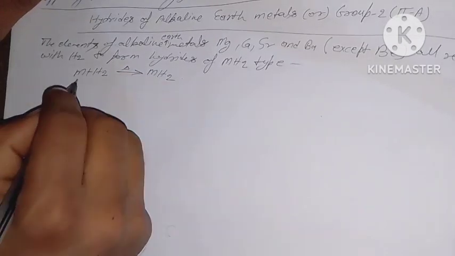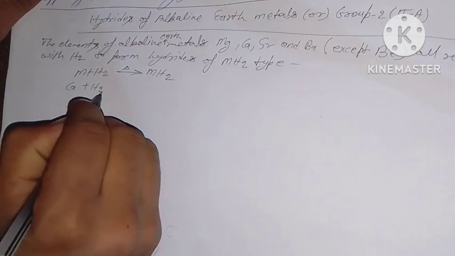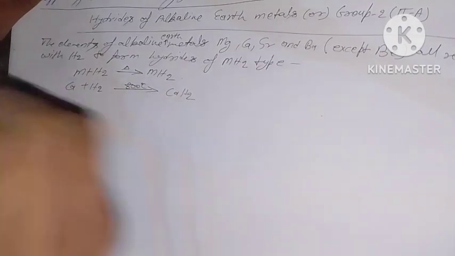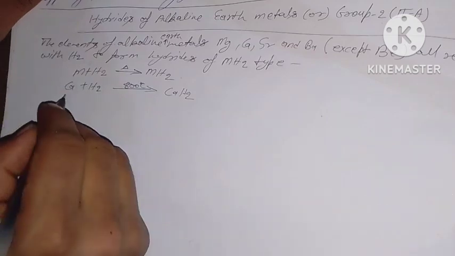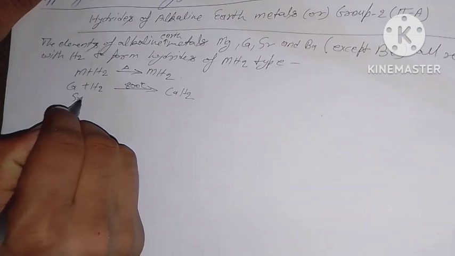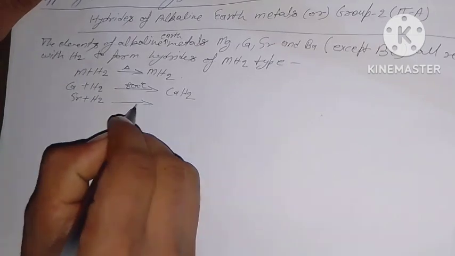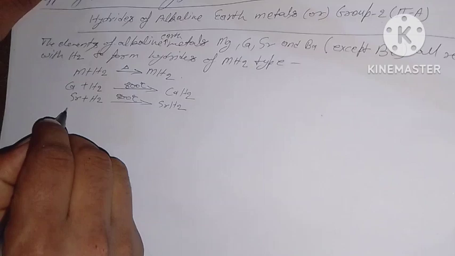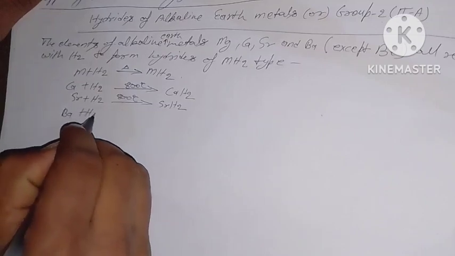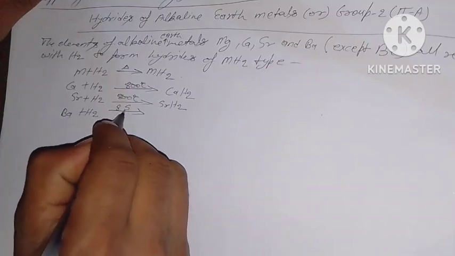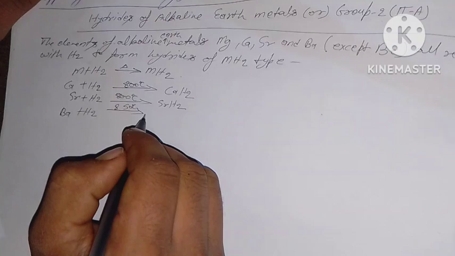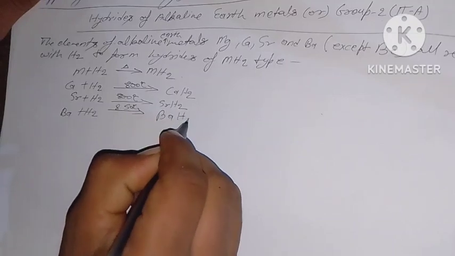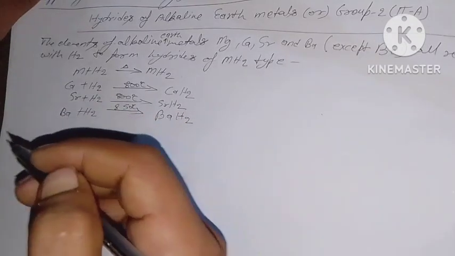Ca plus H2 at 800 degrees Celsius gives CaH2, calcium hydride. Strontium plus hydrogen at 800 degrees Celsius gives strontium hydride, and barium plus hydrogen at 850 degrees Celsius gives barium hydride.